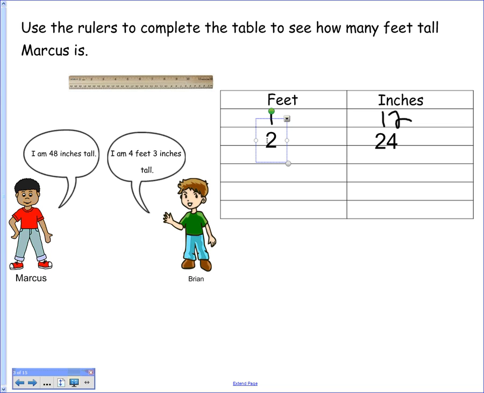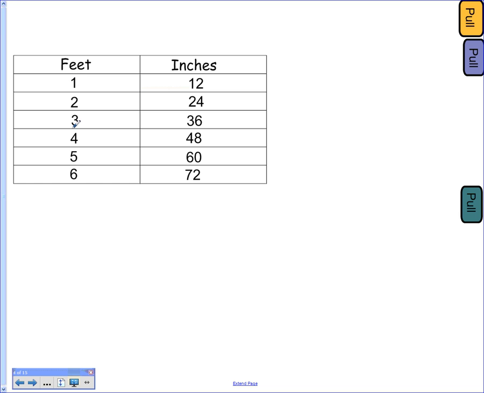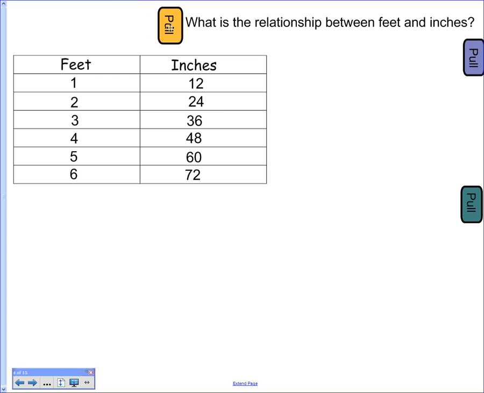So how are we going from feet to inches? Well, I'm multiplying my feet times 12. If I want to go backwards, I would divide my inches by 12. So here we've got our feet, 1, 2, all the way to 6, and the inches that go with them. What's the relationship between feet and inches? We say that 1 foot equals 12 inches, so we multiply our feet times 12.